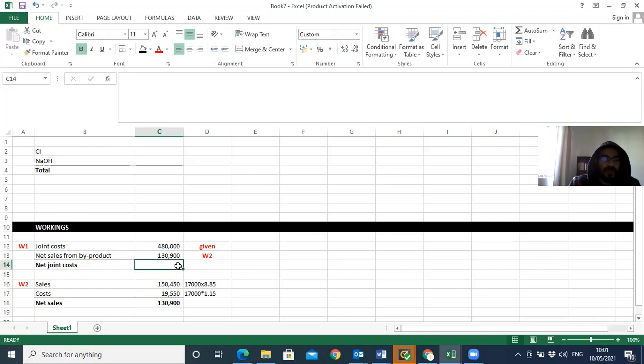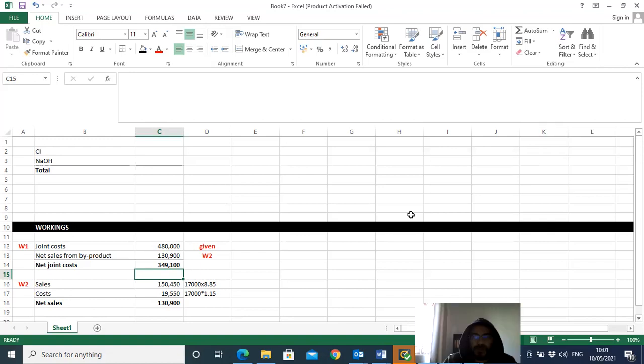and therefore our net joint cost is 480 minus the 139,900. So what we're going to allocate is 341,900. That's what we're going to allocate. So remember, how do we allocate? We allocate based on the physical measures method. Okay, so if we do this, here we're going to have total costs.